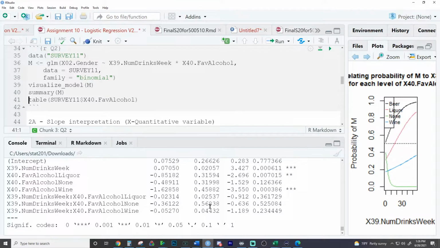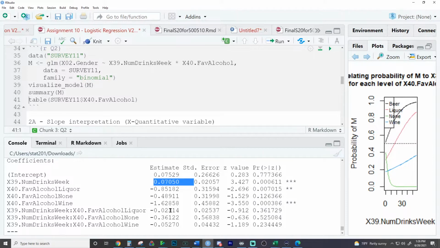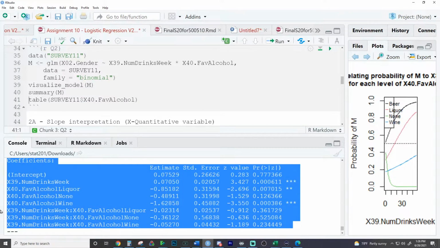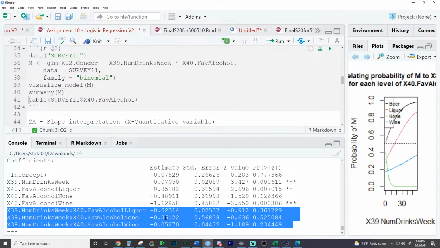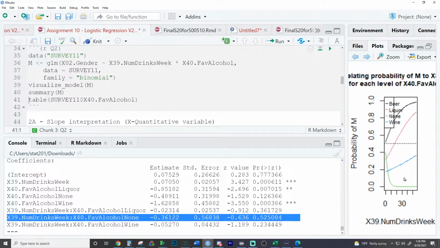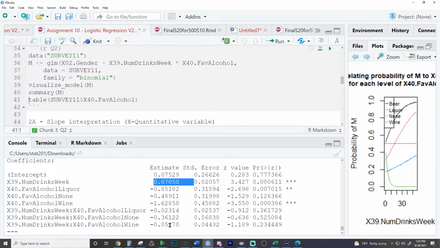The other lines are weaker because it starts out with a positive coefficient, and the other interactions right here just decrease the coefficient. So much so that none actually creates a negative relationship. And you can see that here from the original coefficient of number of drinks per week being positive, and this coefficient would actually make it negative when you add together those coefficients.